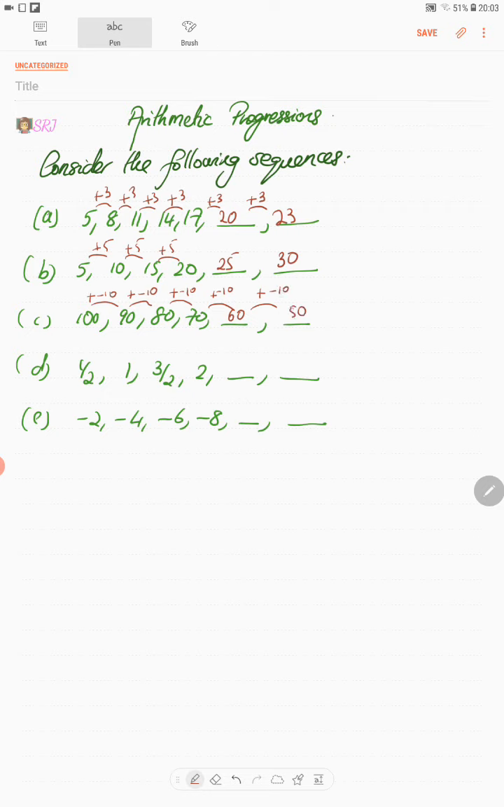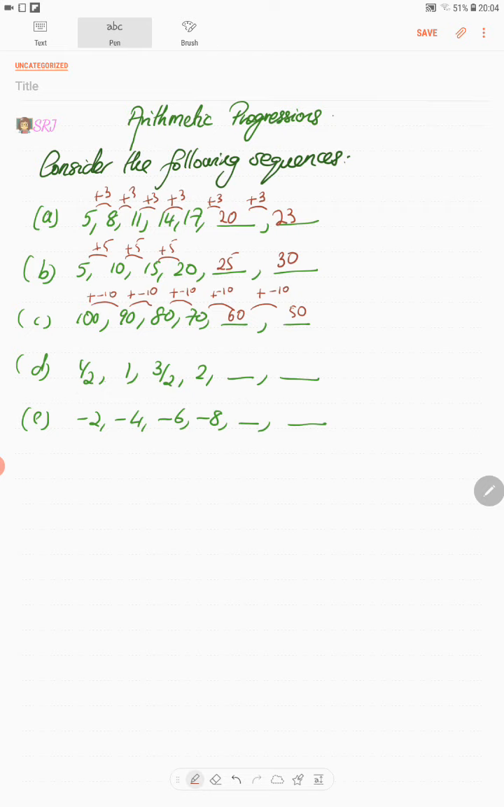For arithmetic progression, we talk in terms of adding. So we don't say we are subtracting 10. We say we are adding minus 10. We are adding a negative term. So in other words, it will become 100 minus 10. But we have to say we are adding minus 10. We are adding a constant term.